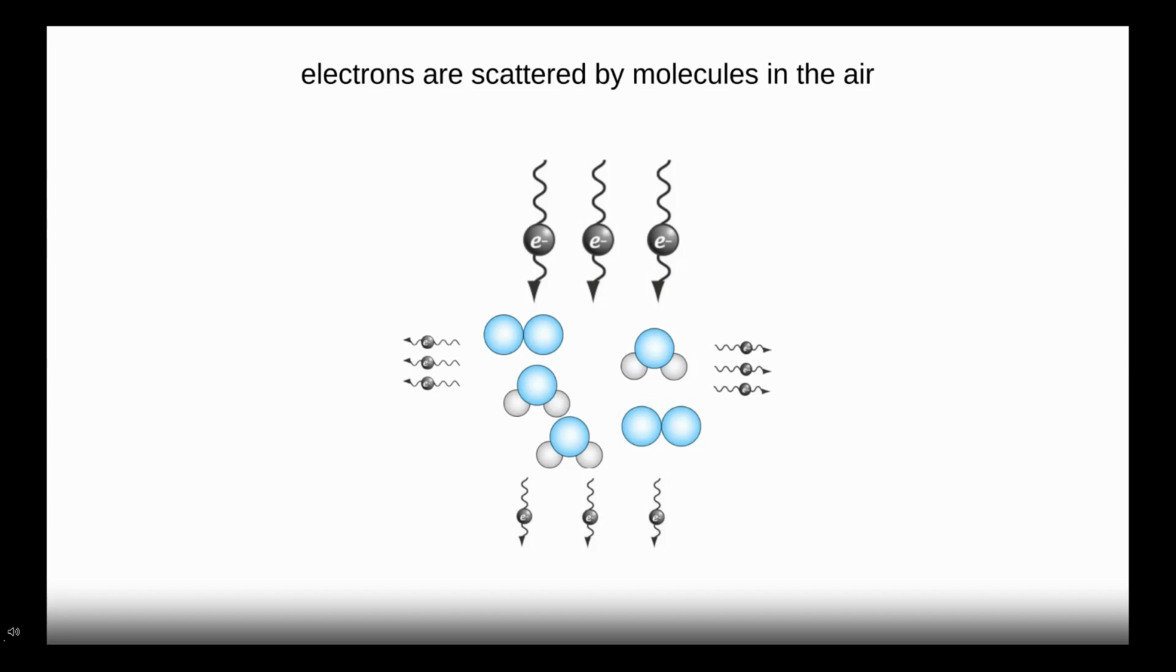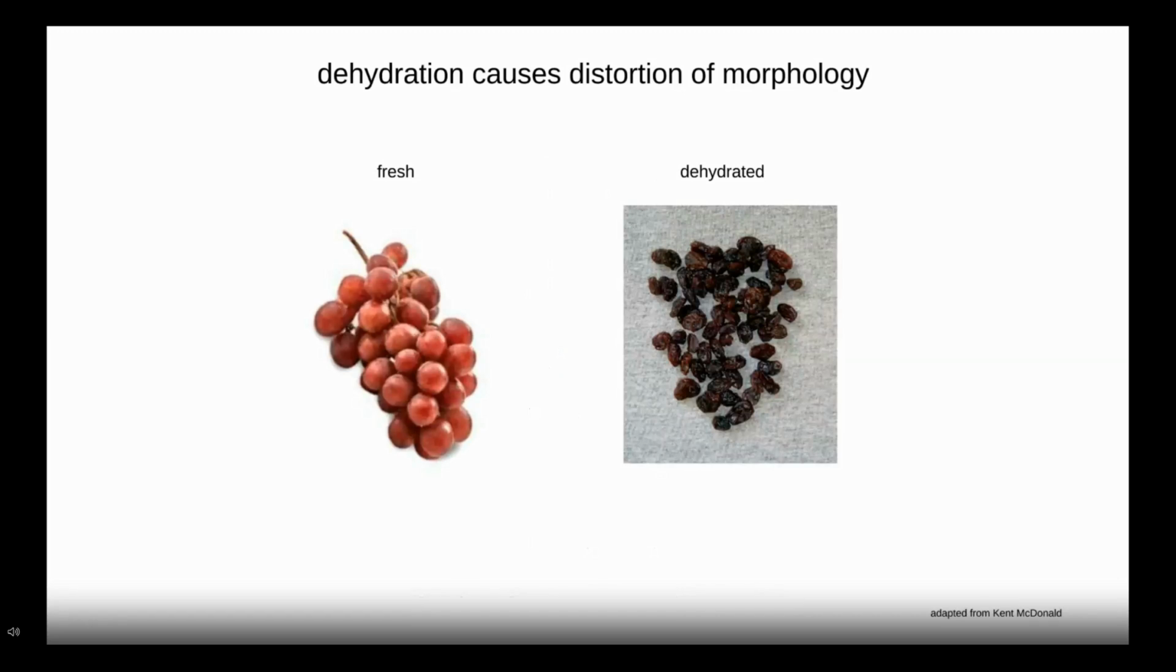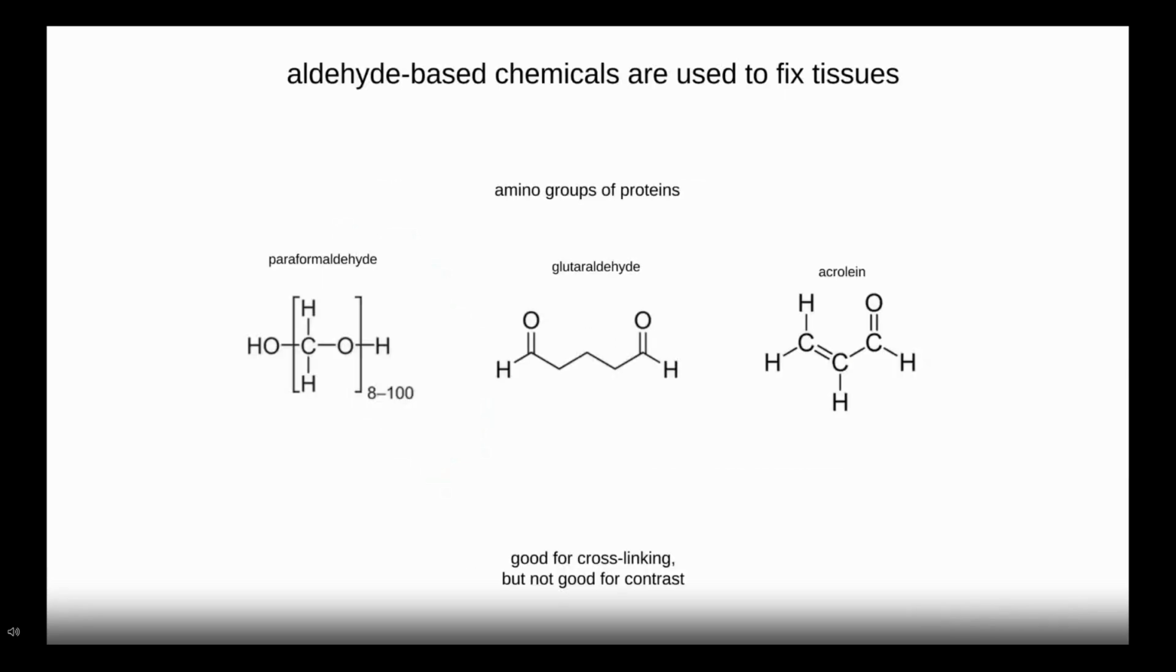And so you can think of a situation like a grape and a raisin. If you dehydrate a grape, basically it's going to look like a raisin. So as you can see, the morphology of the grape is totally distorted in this case. And so in order to avoid this, what people typically do is to fix structures using aldehyde-based fixatives, right? And so you can cross-link molecules so that you can retain certain structures. But this is still not good enough.